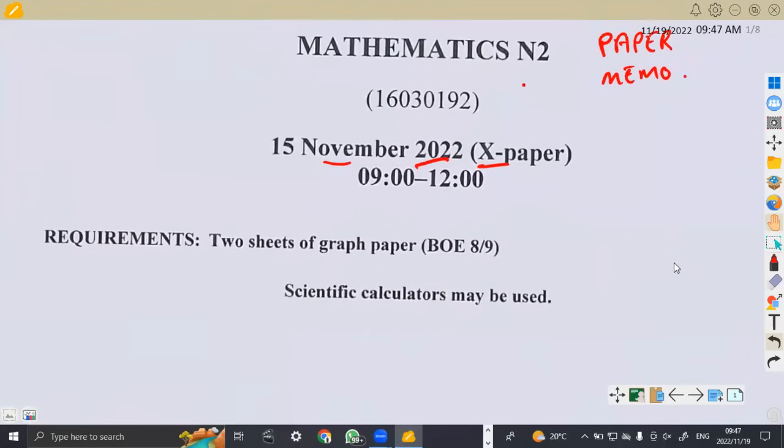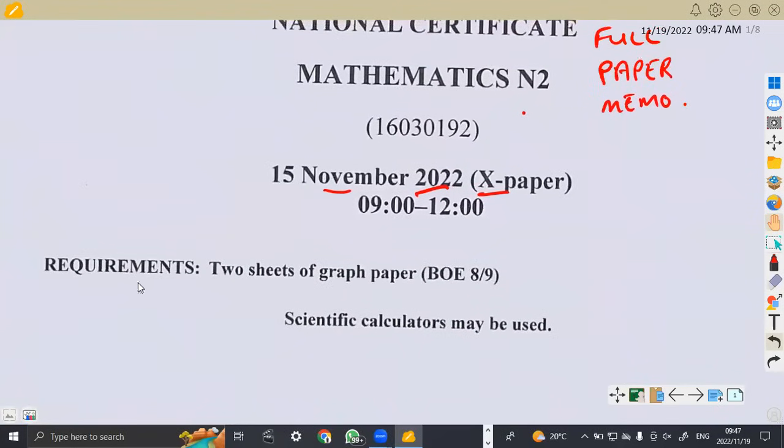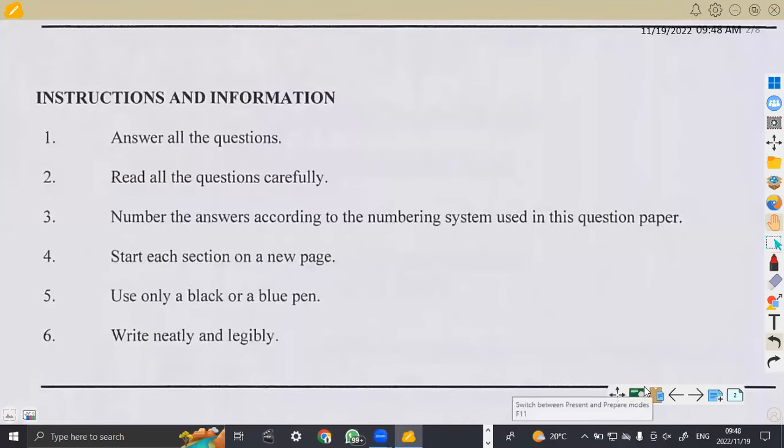So take note, there we were given requirements: 2 sheets of graph paper. We are told that scientific calculators may be used, which means you can use calculators in this paper. What is important are the instructions and the information. Please make sure that when you are answering questions, you read. In this case, I think all these instructions are straightforward.